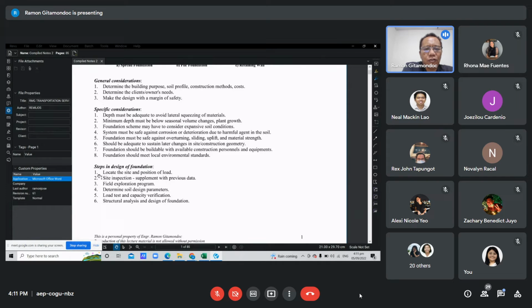Then seven, the foundation should be buildable with available construction personnel and equipment. So in my experience, there are some projects where the initial foundation design was changed because implementing the foundation on site encountered several problems.